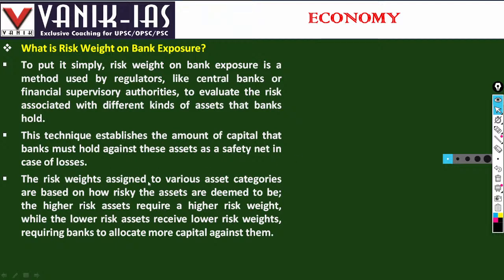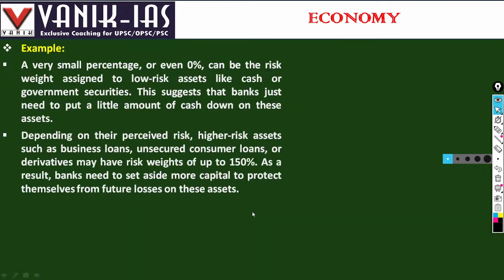The risk weights assigned to various asset categories are based on how risky the assets are deemed to be. Higher risk assets require a higher risk weight, while low risk assets receive lower risk weights, requiring banks to allocate more capital against the former. For example, a very small percentage, even 0%, can be the risk weight assigned to low risk assets such as cash or government securities. This suggests that banks just need to put a little amount of capital down on these assets because these are secure.